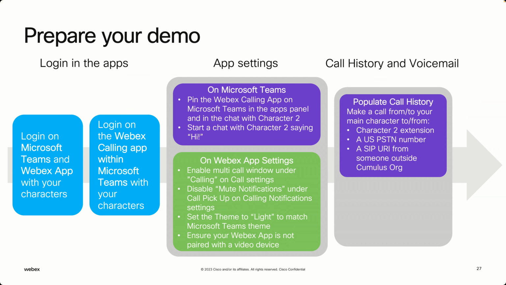And then populate call history and voicemail. So make a call from character 2 to a US PSTN number. That number I provided you before. That's a free Cisco number. Make a call to a CPRI of someone outside your org, for example, to yourself or to anyone else. If you have a CPRI handy of someone that is using Webex, for example, you can call that person. And in this way, you will have everything ready there.